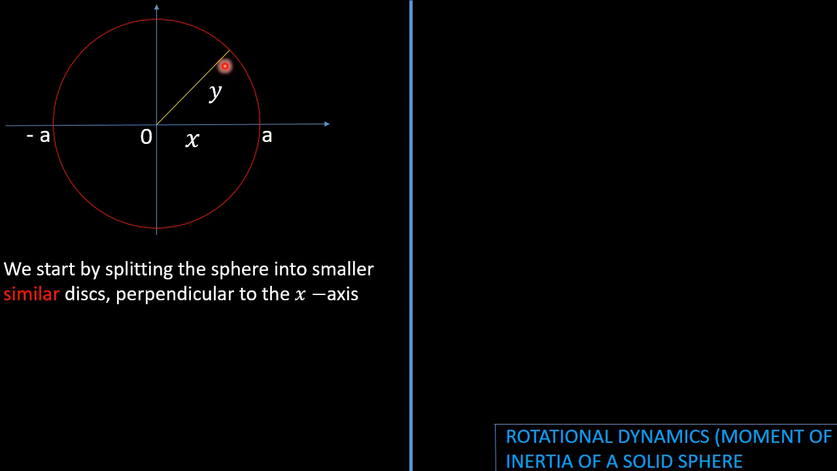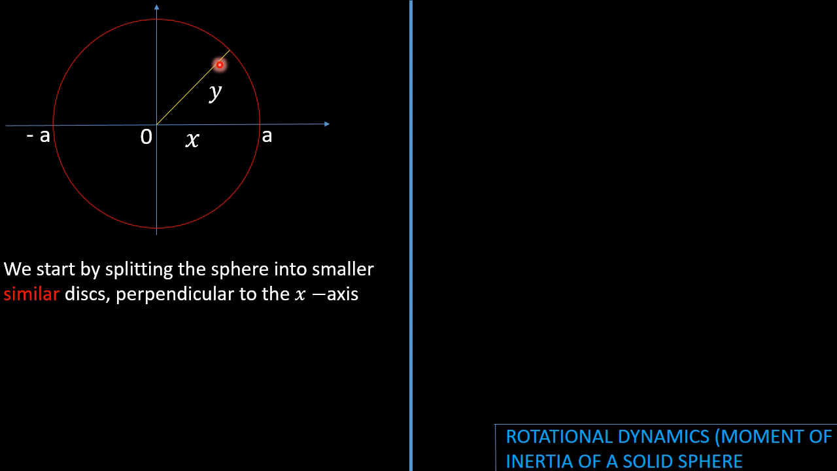Then after splitting all of them, because each is going to take the shape of a disc, we can therefore get the moment of inertia of that disc, and we sum them up. In our previous video we saw how we could also get the moment of inertia of a disc. So we are going to use that same knowledge now to get that of our sphere.